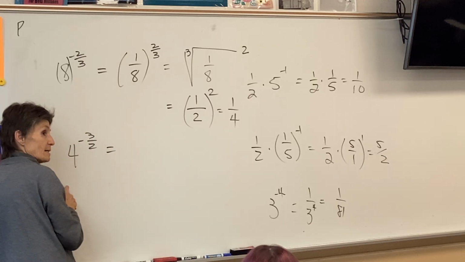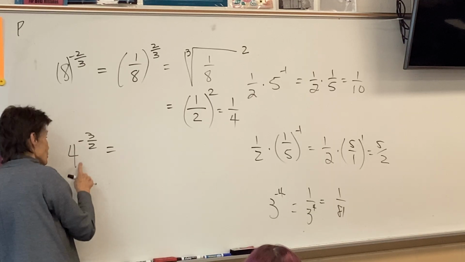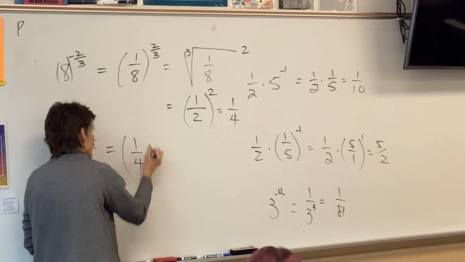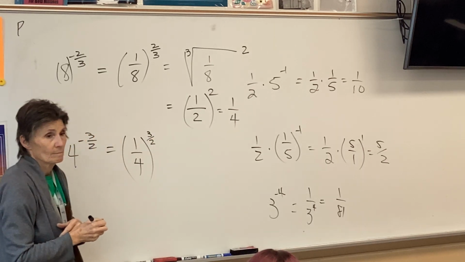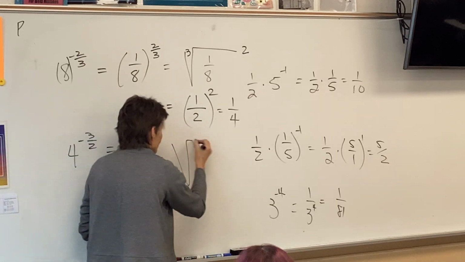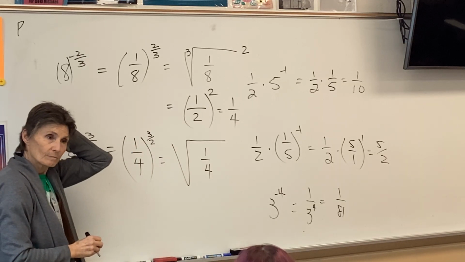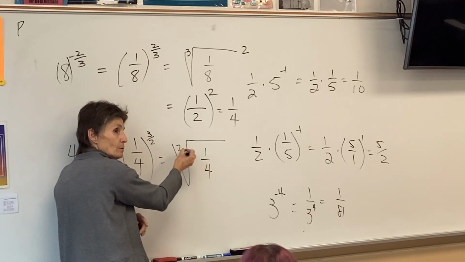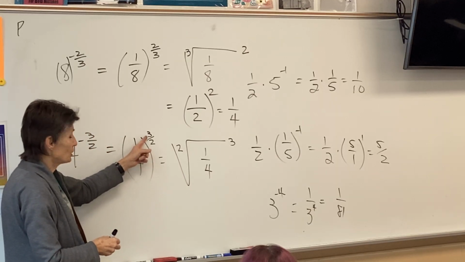Let's repeat the process. Step 1, take care of the negative. So instead of 4, it's 1/4, and it's to the 3/2 power. That means it's a radical, and under the radical is 1/4. What kind of radical is it? Square root cubed.